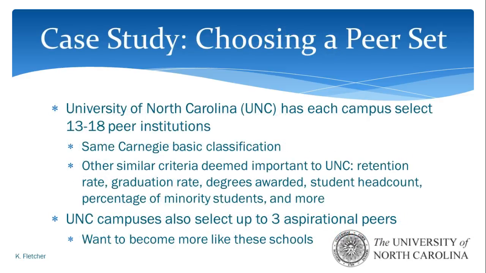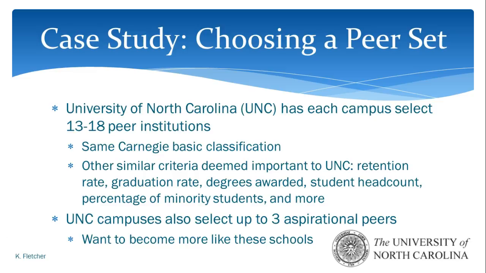This case study illustrates the care that should be taken in selecting a peer set. The University of North Carolina General Administration has each campus select a peer set of institutions for assessment purposes. They each select 13 to 18 peer institutions that are in the same Carnegie Basic classification. In addition to Carnegie classification, UNC has established a list of other criteria that they think is important to look at when identifying peer institutions. Some of those criteria include retention rate, graduation rate, degrees awarded, student headcount, and percentage of minority students.